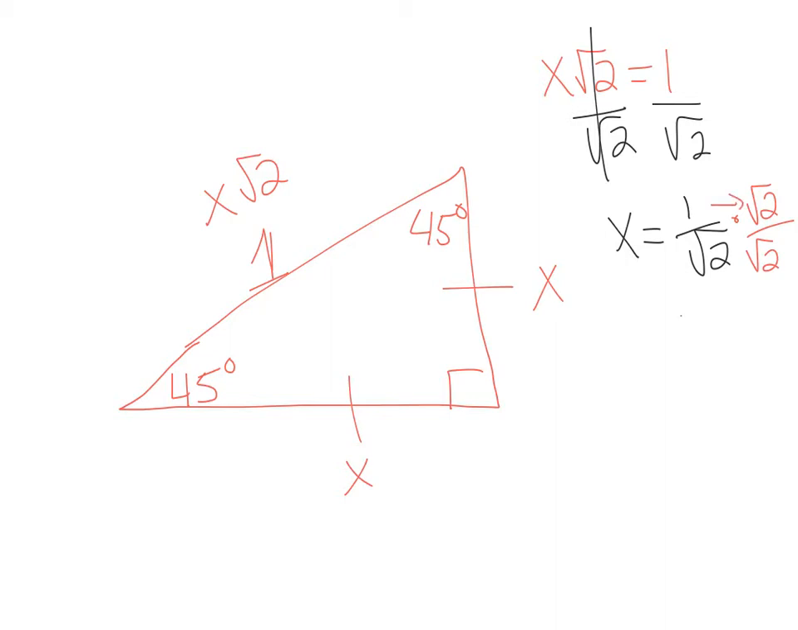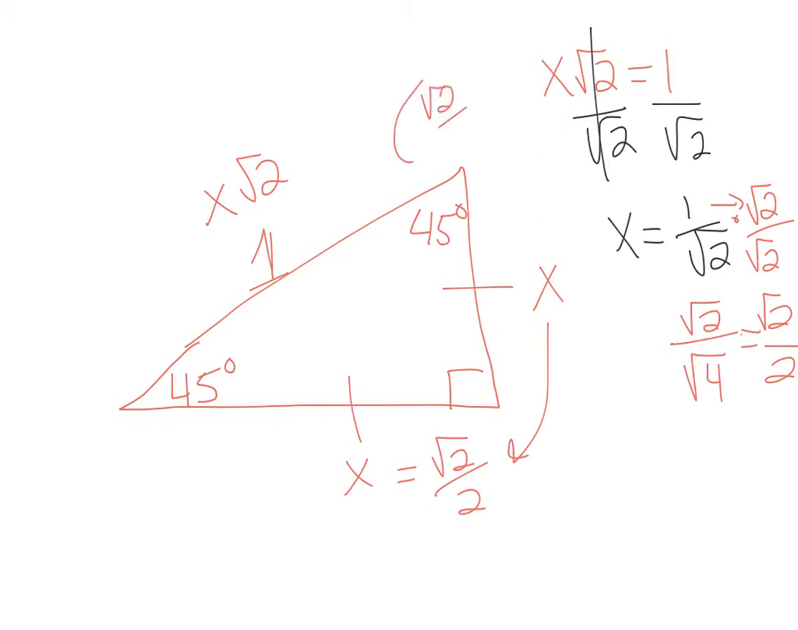You get 1 square root of 2, or the square root of 2, over, technically it's the square root of 4, but the square root of 4 is just 2. So you end up with the square root of 2 over 2 for both of these sides. And so that's your last point, is the square root of 2 over 2 and the square root of 2 over 2.